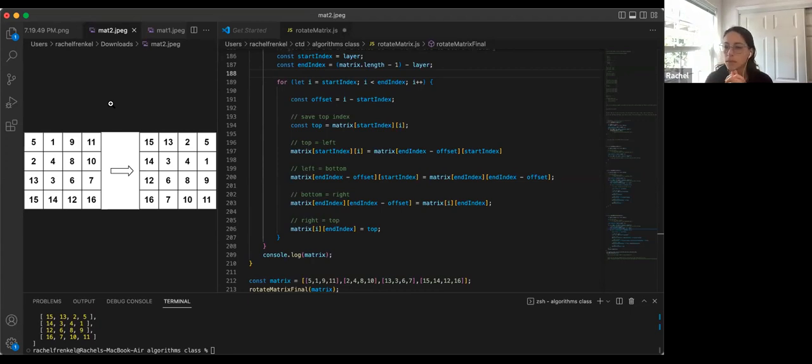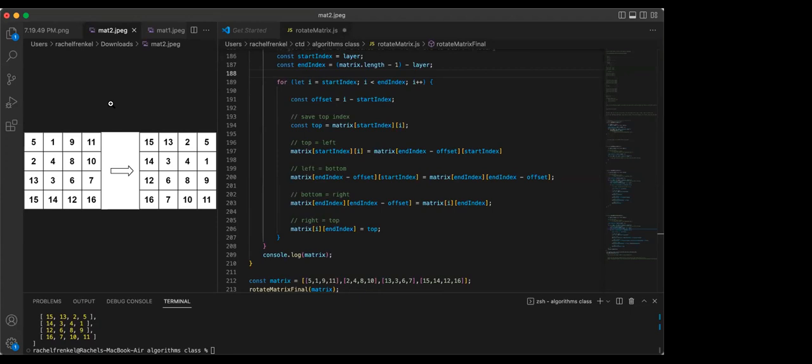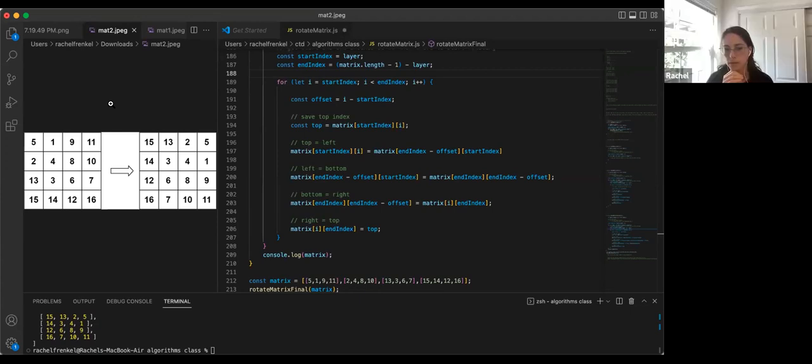Does that make a little bit more sense, maybe? Yeah, a little bit more. I know it's a lot to wrap your head around. I honestly still don't have my head wrapped around it. It's tough.